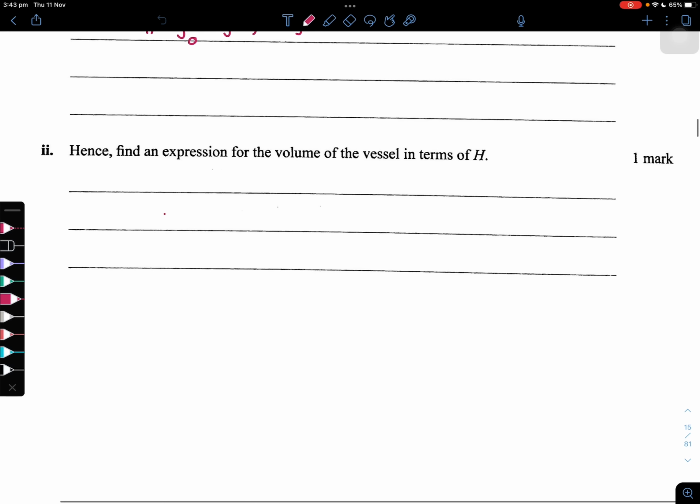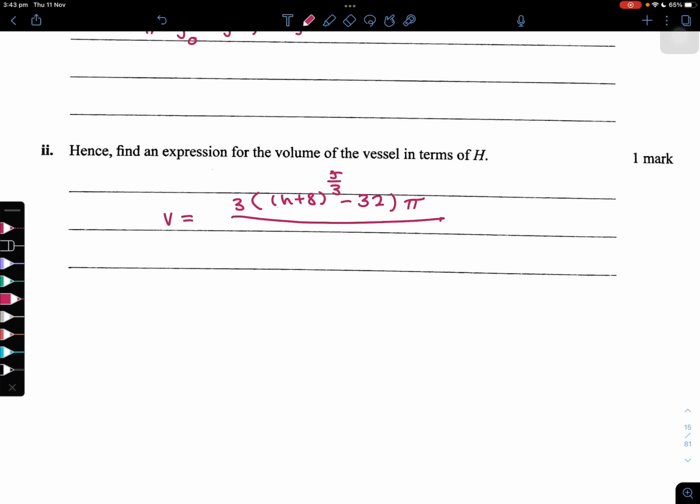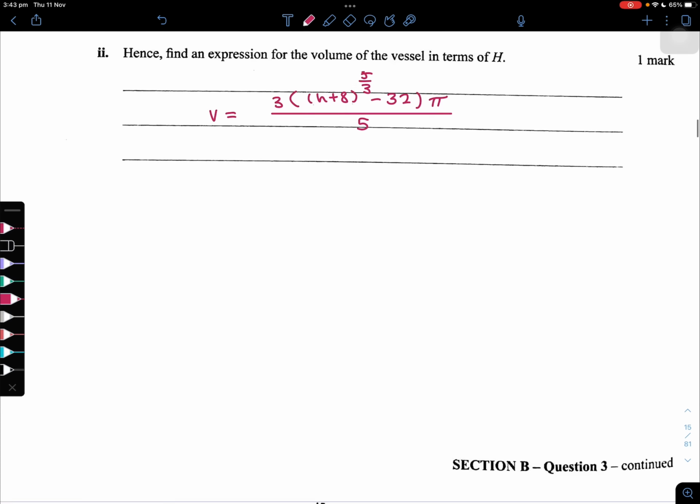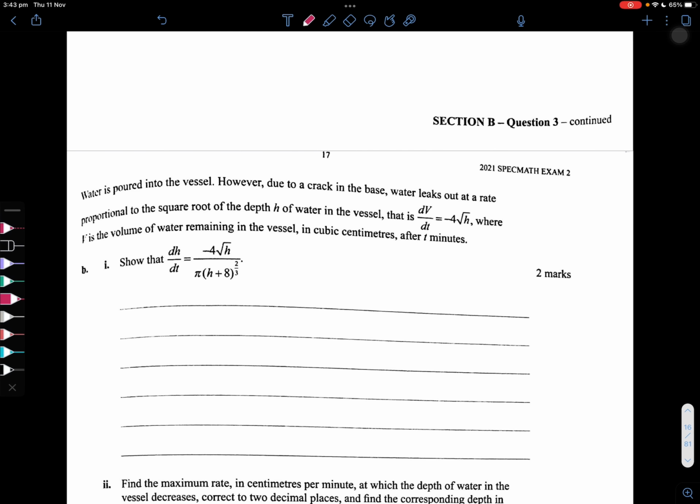Okay, so here it says find the volume. So we go volume is equal to 3 times (h plus 8) to the power of 5 on 3, times 32 times pi all over 5. Okay, that would be my answer there.